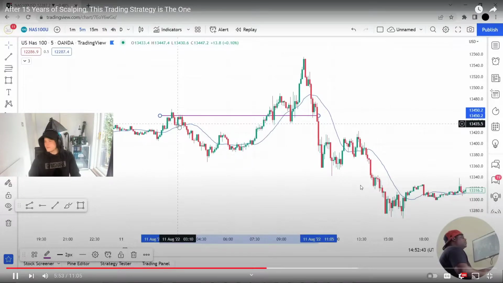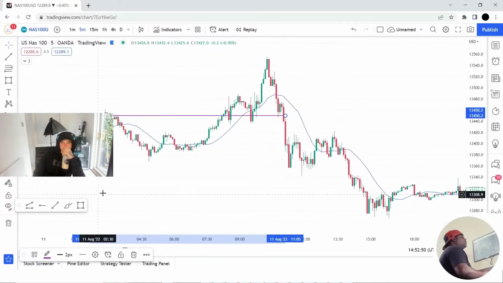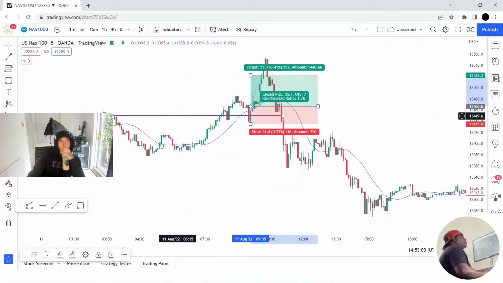Market trading or supply and demand. To me, we have support right here, support right here, support right here. The market bounced off the support multiple times, and I took this long right here. And this was a quick momentum trade to the upside.